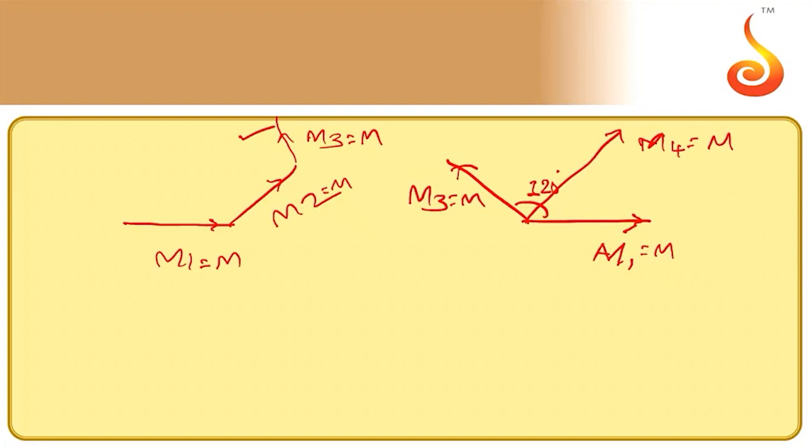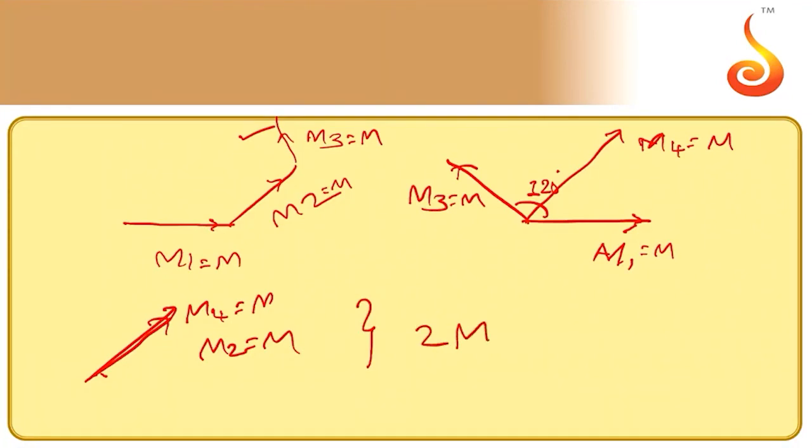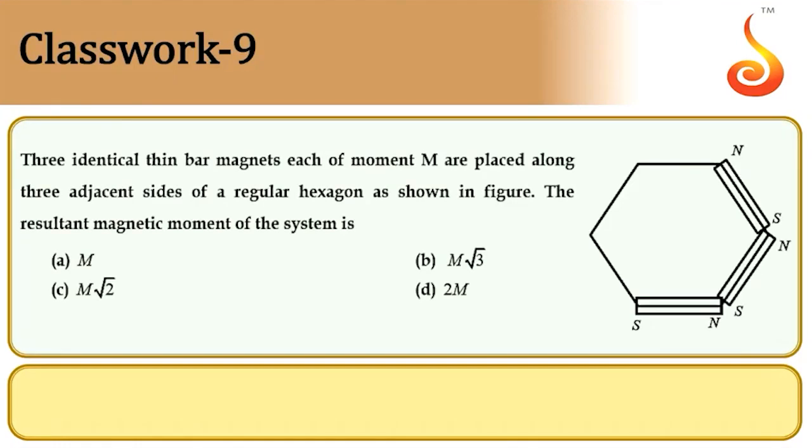And now we have one more, M4 is equal to M, and along with that you also have M2. M2 is equal to M. What is the resultant of these two? The resultant of these two is 2m. So the resultant magnetic moment of this combination is 2m. D is our correct choice.